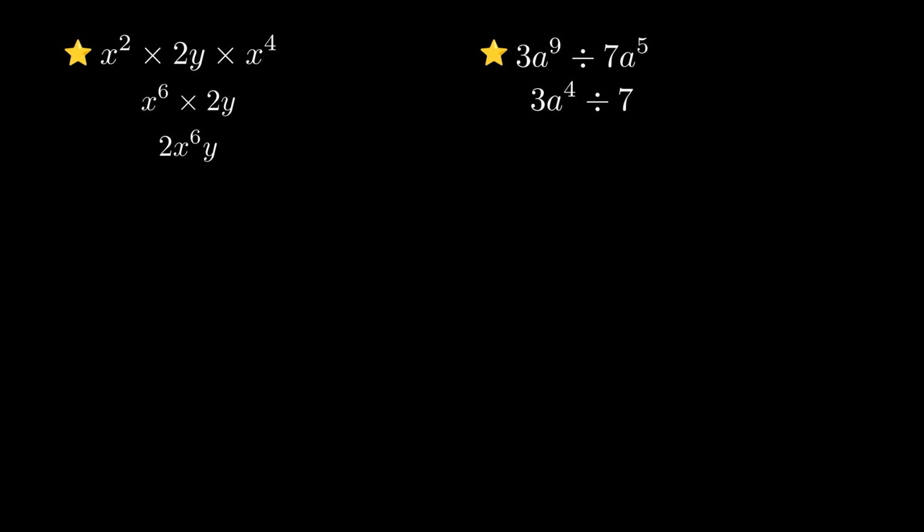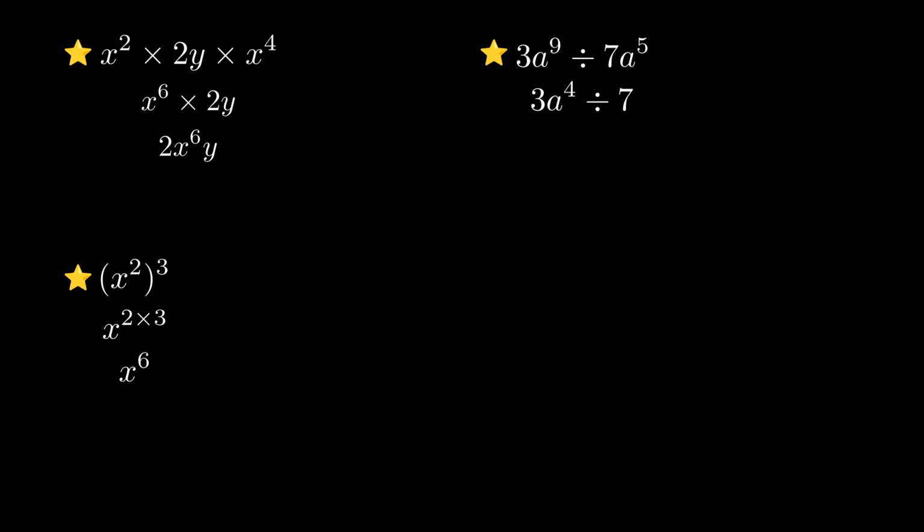Let's look at an example of the power of a power. Here we have x raised to the power of 2, raised to the power of 3. When you have a power raised to another power, we multiply the exponents. So x raised to the power of 2 raised to the power of 3 is equal to x raised to the power of 2 times 3, which is equal to x raised to the power of 6.